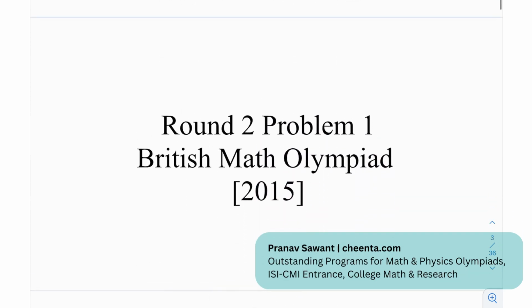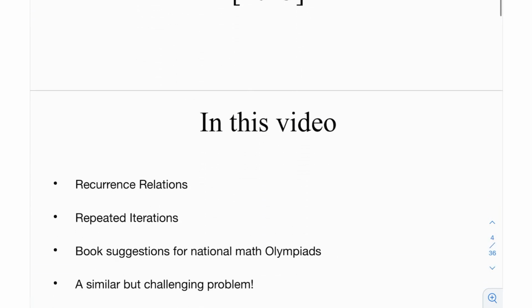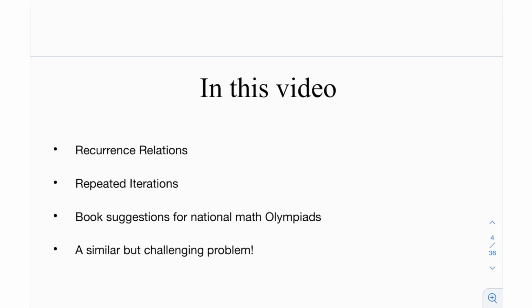This is problem number 1 from round 2 of the British Math Olympiad in the year 2015. And in this video, we're going to talk about recurrence relations, iterations, then you have certain book sessions for National Math Olympiads, and at the end, a similar but challenging problem.